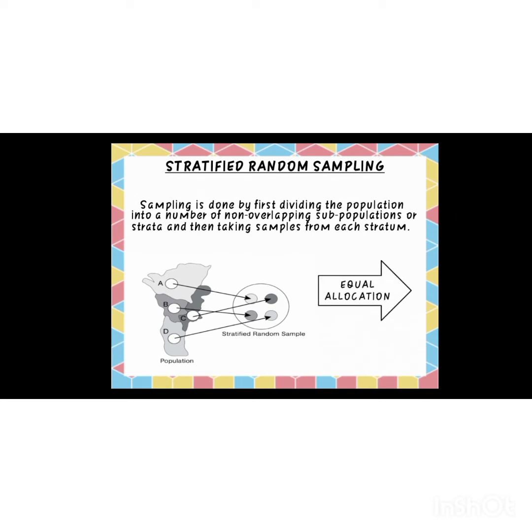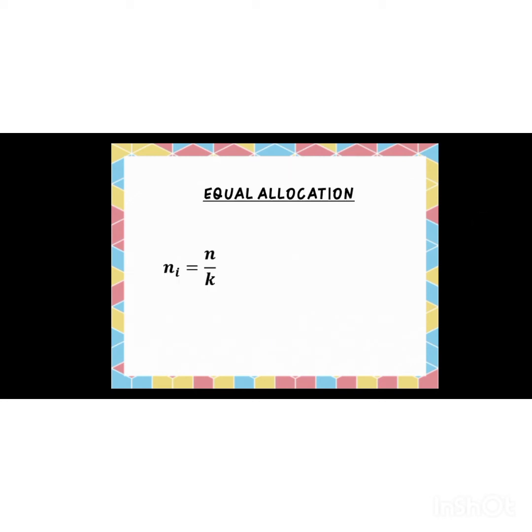So, in stratified random sampling, there are two types of allocation. First is the equal allocation, and the second one is the proportional allocation. The formula for the equal allocation is n sub i equals n over k, where n is the intended sample size, and k is the number of strata or subpopulations.